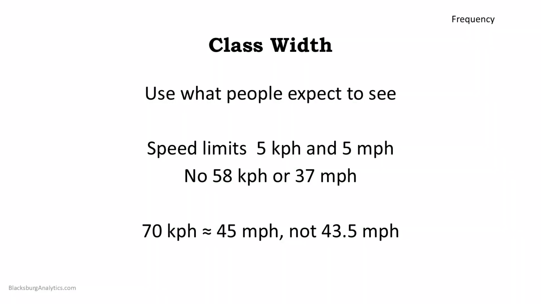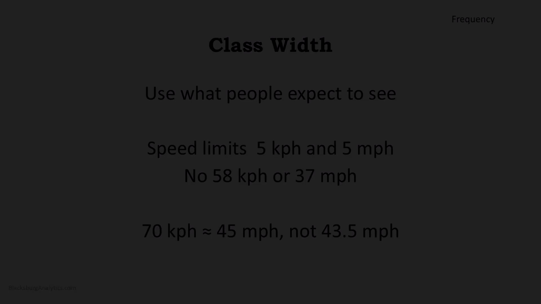Look at class width like speed limits. In Canada and the US, these are divisible by 5. There are no 58 or 37 speed limits. A Canadian speed limit of 70 kilometers per hour would be 45 miles per hour in the US, even though 70 kilometers per hour is equal to 43.5 miles per hour.